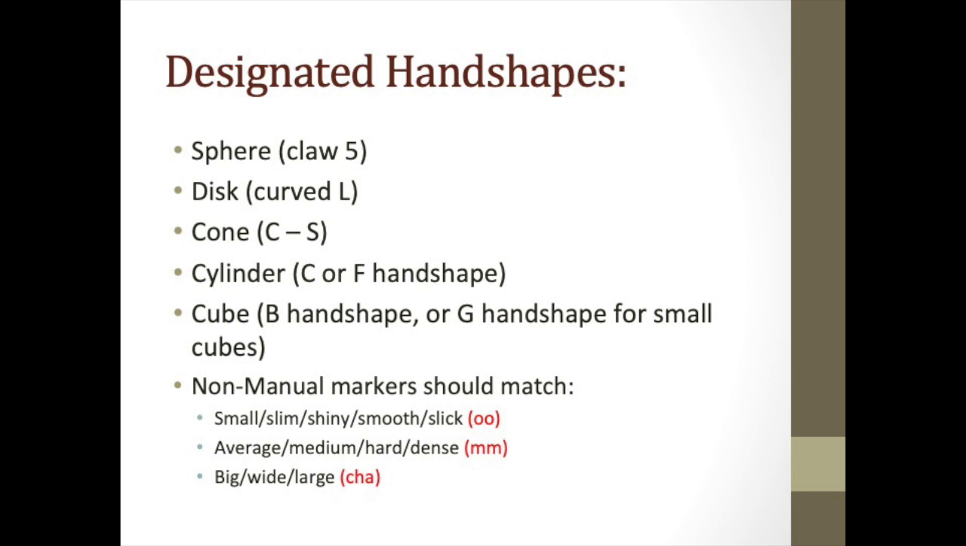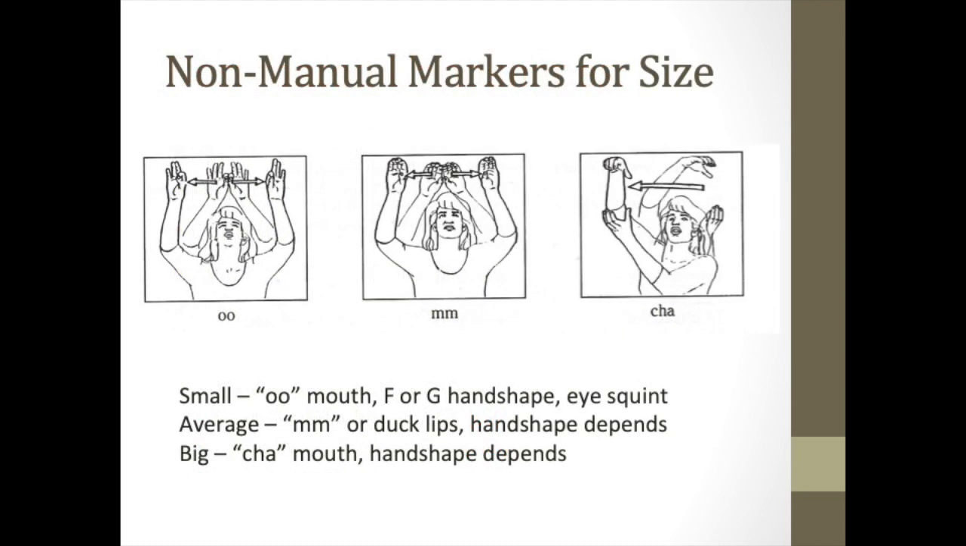These are the designated hand shapes for descriptive classifiers. If you vary them, you may unintentionally change the meaning of your sign. The non-manual markers used should match and enhance the meaning of your descriptive classifier. These are the designated non-manual markers for size, but there are other non-manual markers that indicate texture, wear and tear, surface quality, and location. We will explore more of these non-manual markers in part 2 of this lecture.